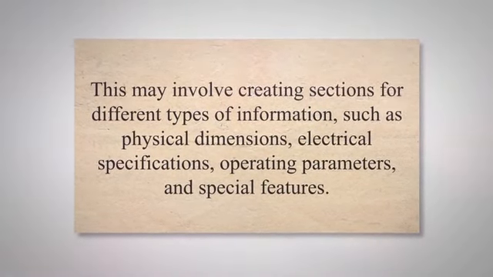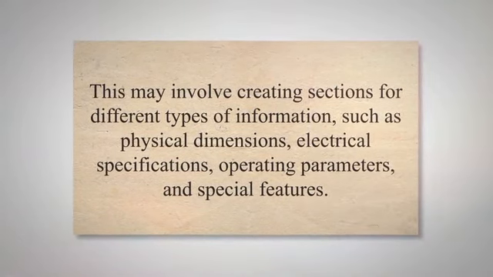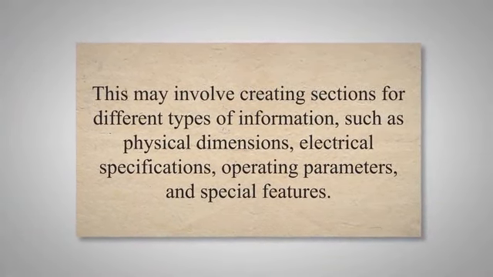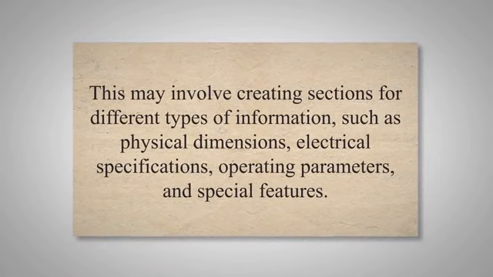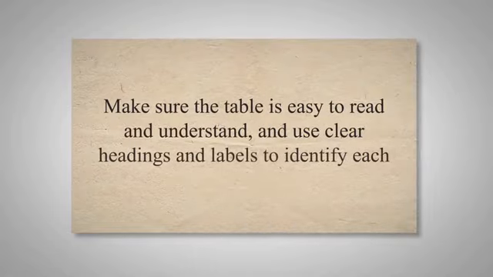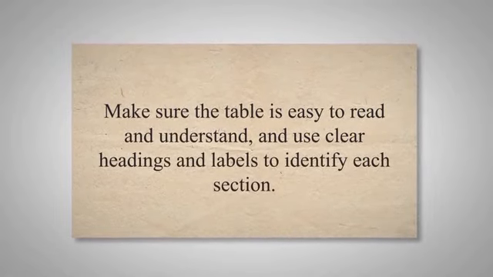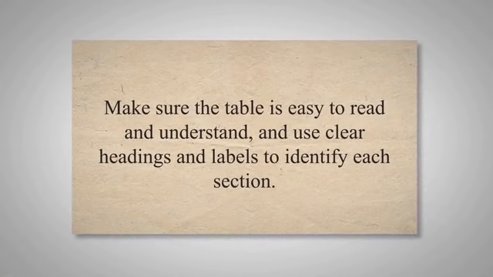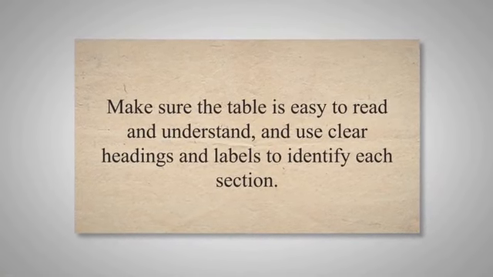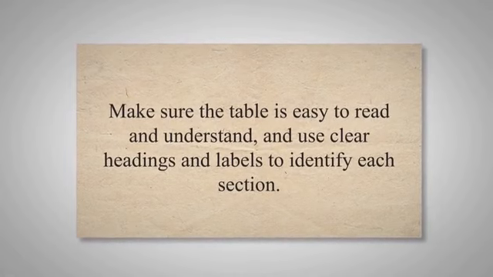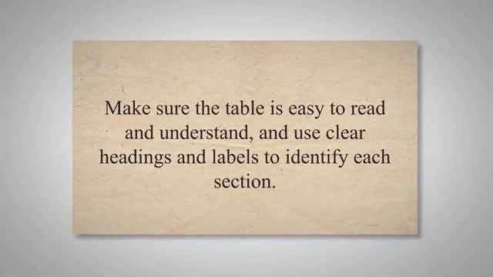This may involve creating sections for different types of information, such as physical dimensions, electrical specifications, operating parameters, and special features. Create the datasheet. Use a software program like Microsoft Excel or Google Sheets to create a table that includes all the relevant information about the instrument. Make sure the table is easy to read and understand, and use clear headings and labels to identify each section.